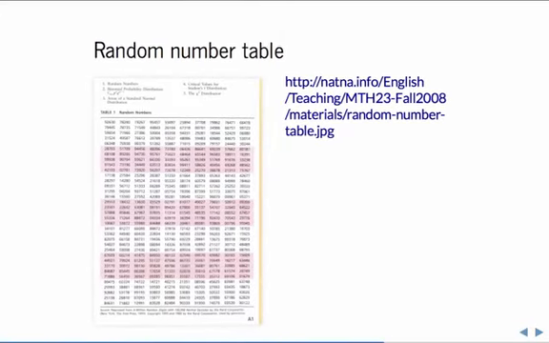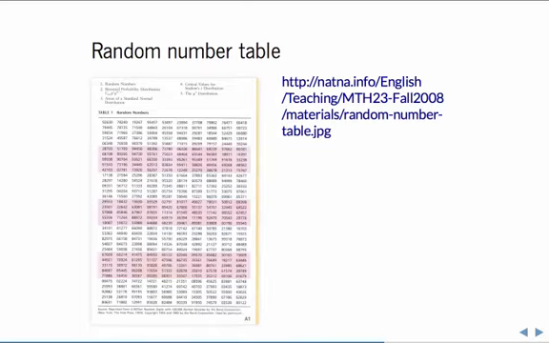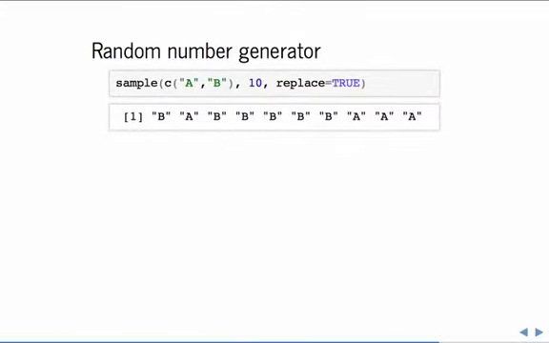As quick examples of these, here's a random number table. You can find these in textbooks. But more commonly these days people use a random number generator. This happens to be a random number generator in R for assigning, let's say, treatments A and B to 10 units in the population. In this case, the first one got treatment B, then A, then a whole bunch of Bs, then a few As. So this treatment allocation was done randomly through this random number generator in R.